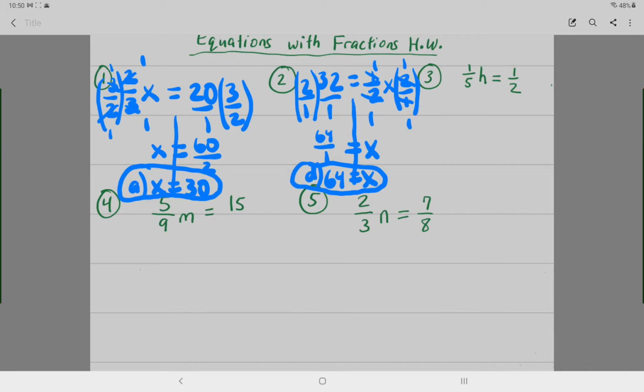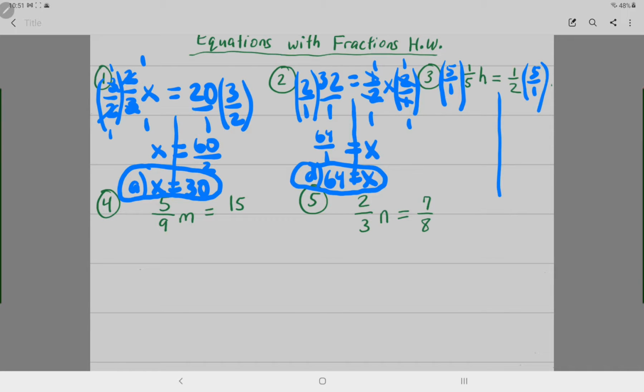Okay, number 3. So number 3 gives us this equation, 1/5 h equals 1/2. Same idea, equal sign, draw the line. Now we know it's division we're looking at. It says 1/5, or 1 divided by 5. Get rid of dividing by multiplying by the reciprocal. So instead of 1/5, it's now 5/1. And whatever I do to one side, I do to the other. Also multiply that by 5/1.